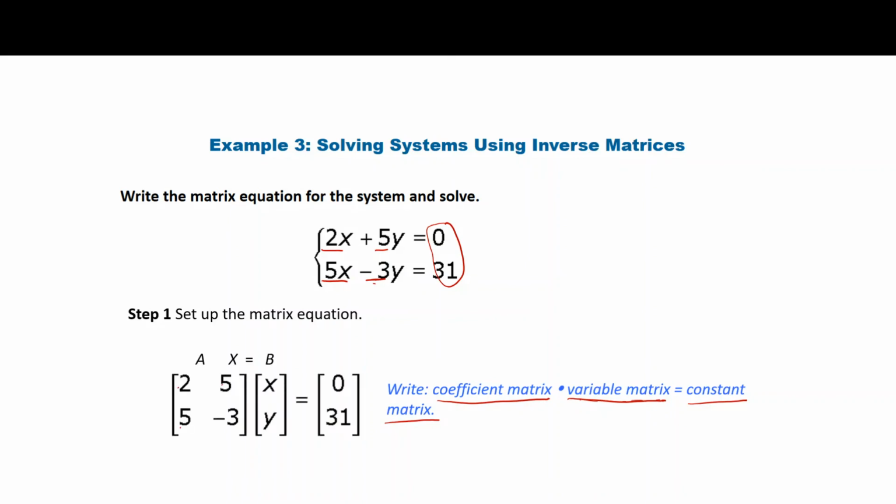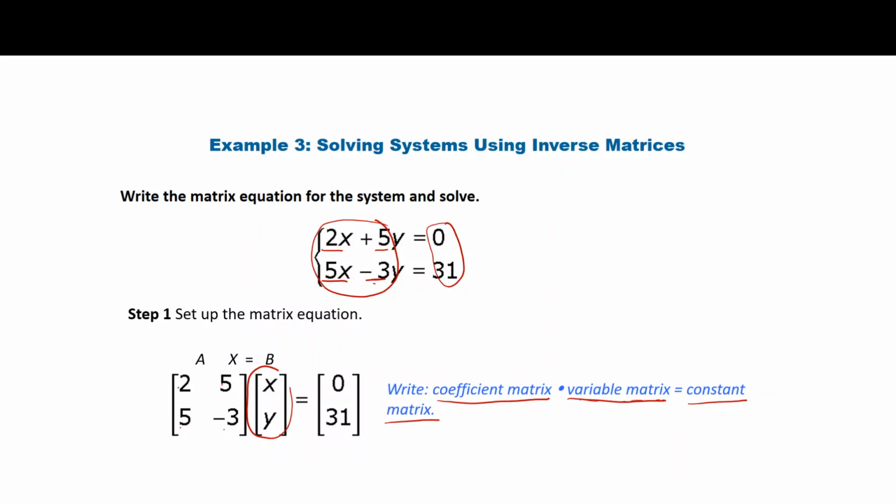2, 5, 5, negative 3. That's these numbers in here. Our x and y, and then our constants, 0 over 31. So now we have set up our matrix equation.